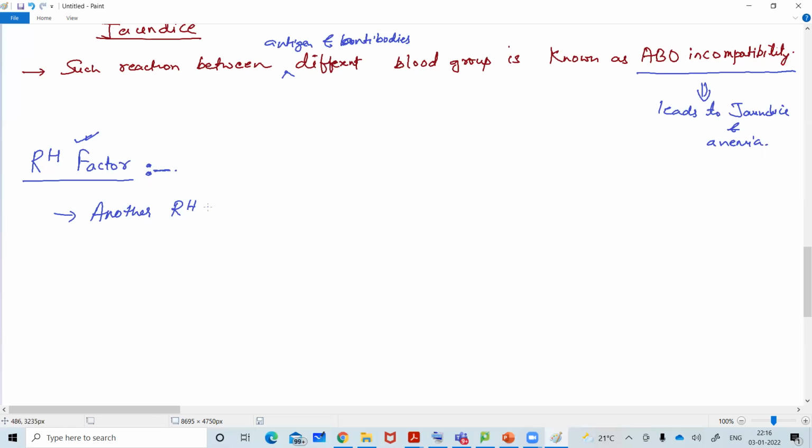So you can write here in the first line: another Rh antigen, which is actually detected in rhesus monkey, is also found on the surface of RBC.